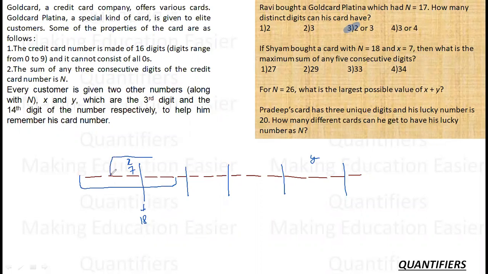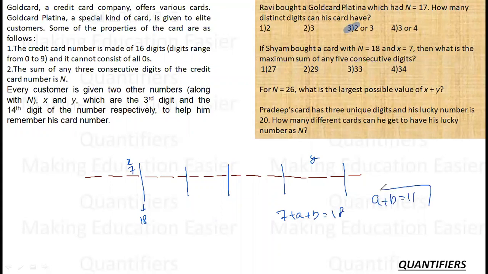Any 5 consecutive digits can be this. उसके बाद तो हमारा पैटर्न फॉलो सेम करेगा और 1 3. Now sum of 2 digits is 7. Sum of 1 is 7. 7 plus a plus b is equal to 18. Then what is my a plus b? A plus b is 11.